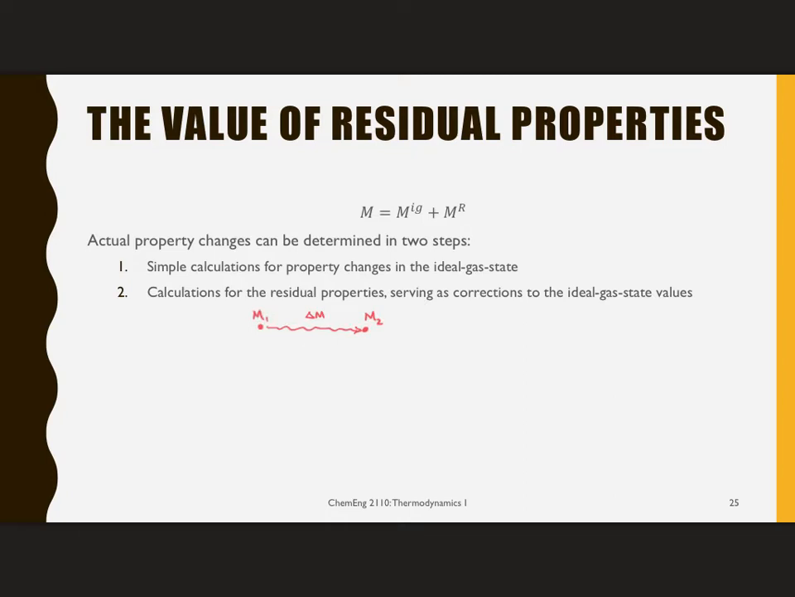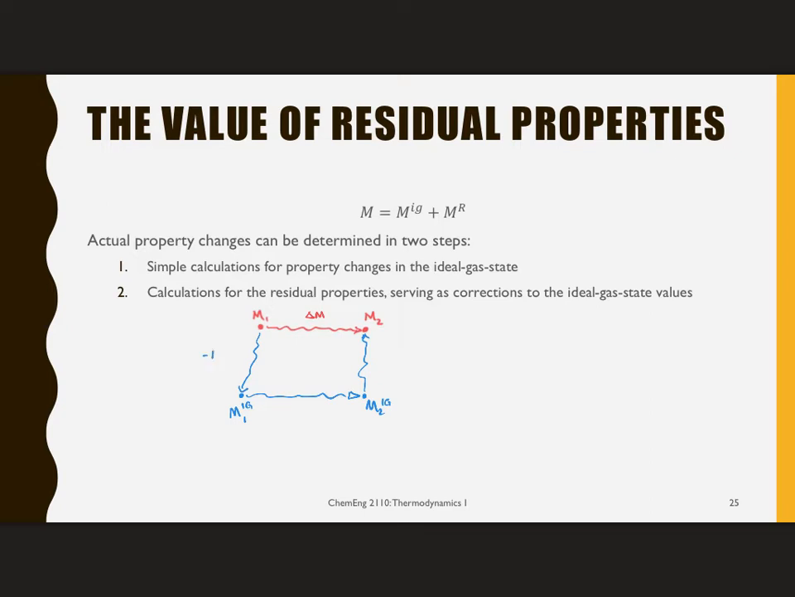It's interesting sometimes to visualize this. If I want to know what's happening as I go from state 1 to state 2 for property M, delta M would be the change between these two, right? However, I can choose any path. So, for instance, I could take this to the same temperature and pressure, but as an ideal gas. I could then go to state 2 as an ideal gas, and then finally convert it back to the real substance at state 2.